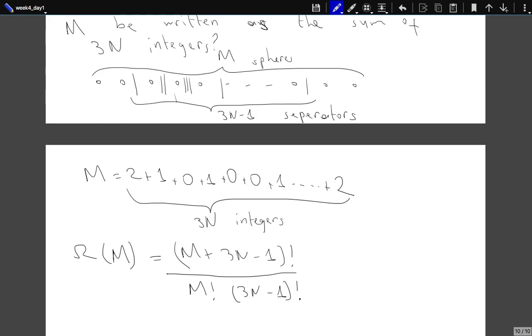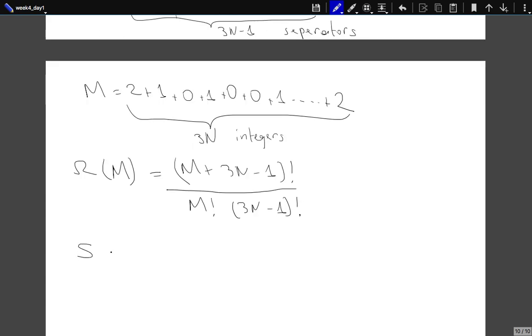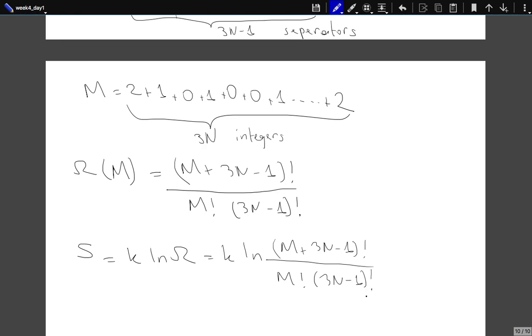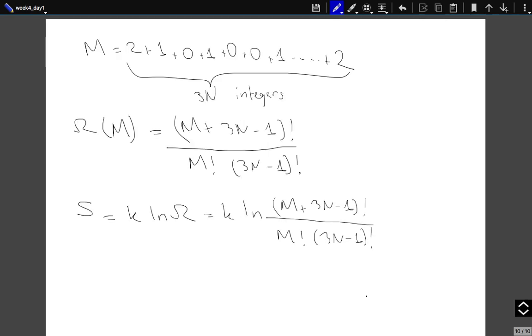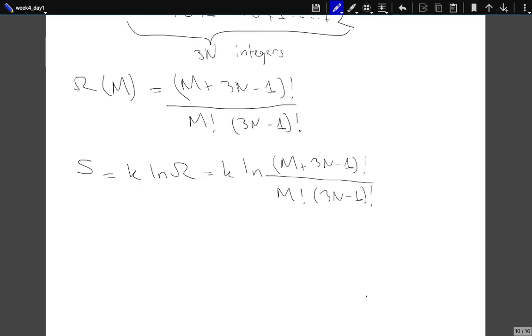Well, let us study the thermodynamics of this system. S was k times the logarithm of Omega. Well, n is large, huge, so M plus 3n minus 1 will be huge. Typically, if we don't go to very low temperatures, M will also be huge, the total energy of my system above the ground state energy. So I can just use Stirling's approximation for each one of these factorials.